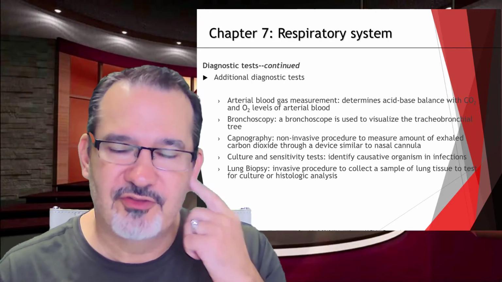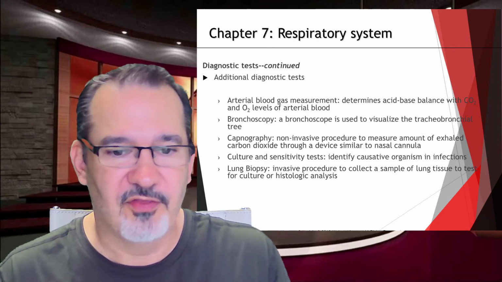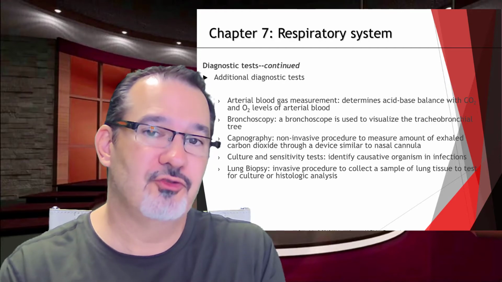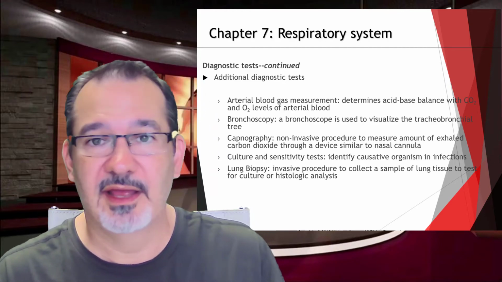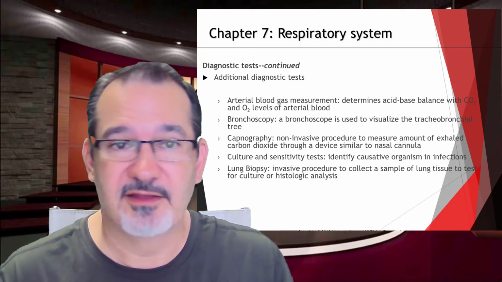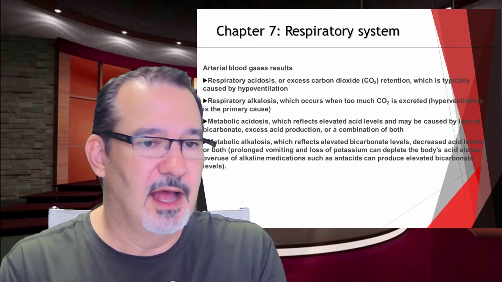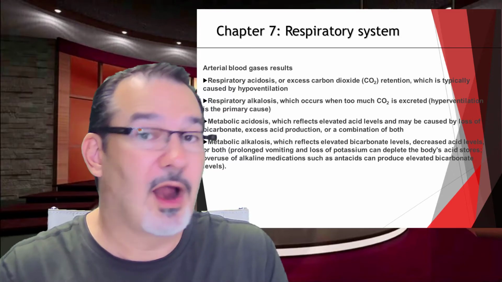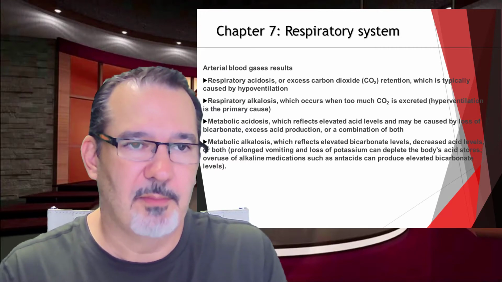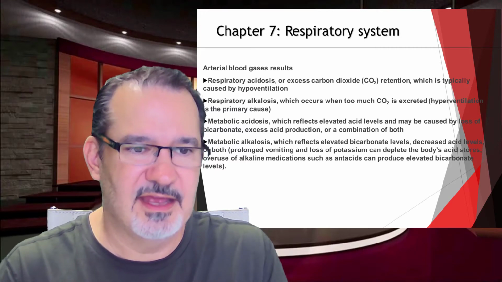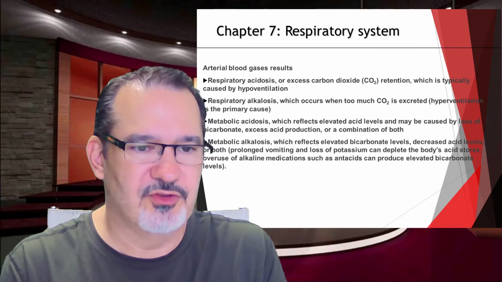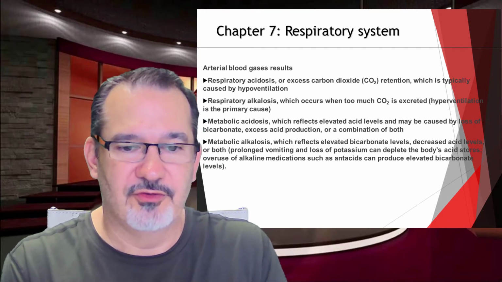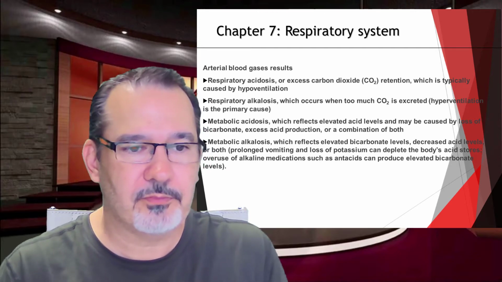Okay, and then lung biopsies are wonderful for things like where we're looking for something like maybe lung cancer, and we need to take a tissue sample to look at that under the microscope and possibly identify and make a diagnosis that way. Okay, let's see, arterial blood gas results. These are the different problems that people could have upon getting their arterial blood gas taken. So we look for things like respiratory acidosis, respiratory alkalosis, okay, and then metabolic acidosis and metabolic alkalosis.